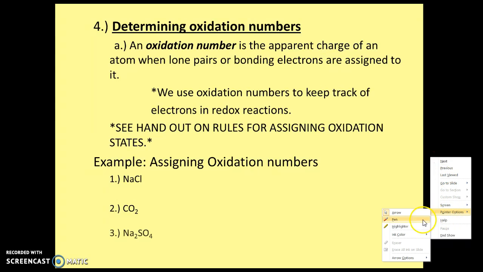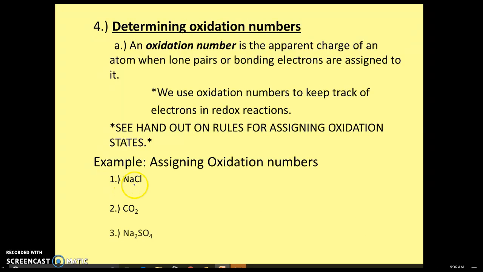Let's do purple. For assigning oxidation numbers inside a compound, always start with what you know. If you look at number 3 on your rules sheet, it says certain elements when present in compounds form common oxidation numbers. So 3A on your rules says that alkali metals, and it says sodium in there, are always going to be +1. Based on that rule, we know that sodium is going to have an oxidation number of +1.